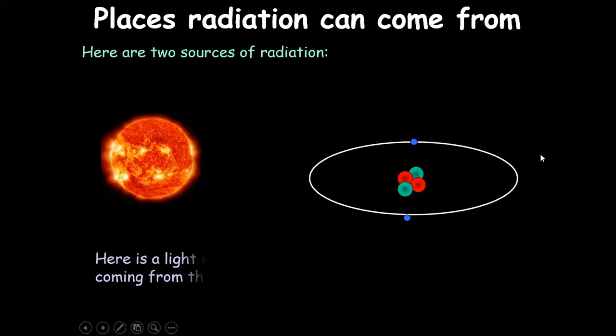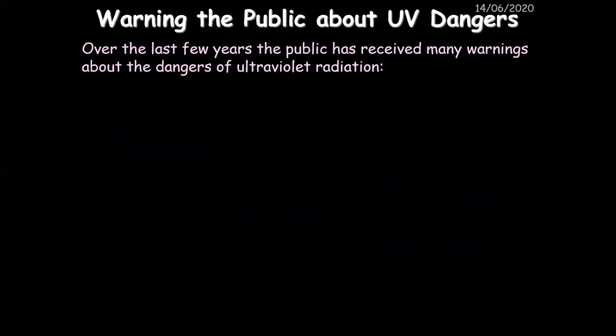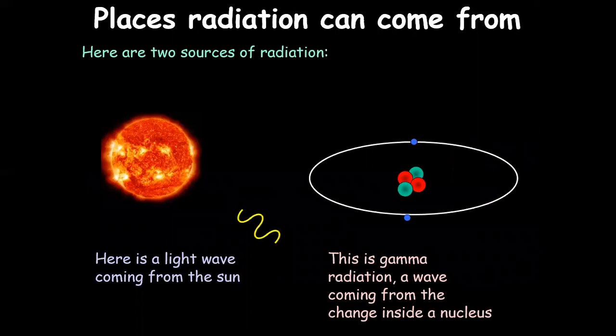Okay, places radiation can come from. This is what we're doing next. Now, look at the word radiation. Look at the first part of it. A lot of science and a lot of the things we do in this world, we can get clues about and understand from looking at the words themselves. Radiation, radio, something to do with radio. And radio waves are part of the electromagnetic spectrum. So don't get too hung up on that for now.